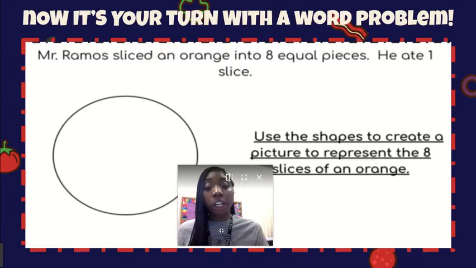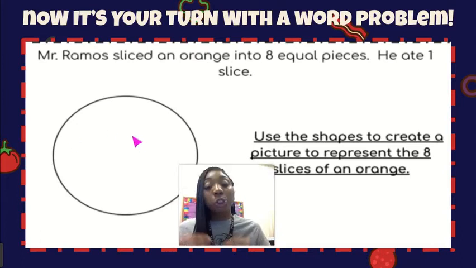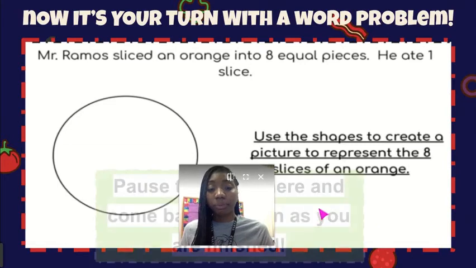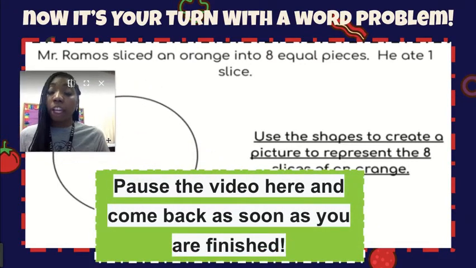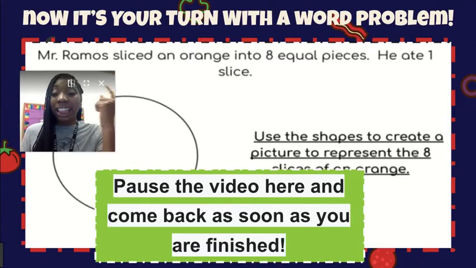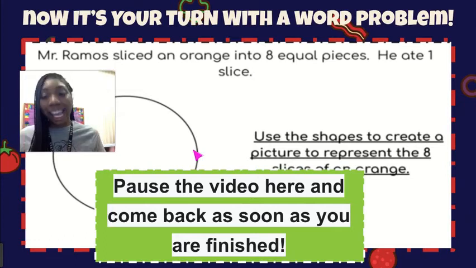So in your whiteboard or your notebook, I want you to draw this circle, and I want you to slice this orange into 8 pieces. Pause the video here so you can draw your circle and think about how you are going to slice this orange into 8 pieces. Make sure when you're done, you come back because there's another part to this problem Miss Dennis wants you to do.